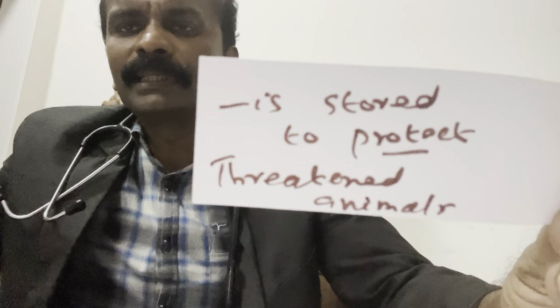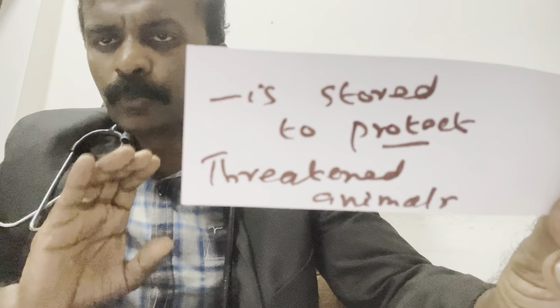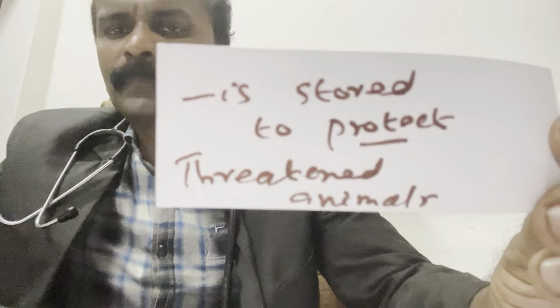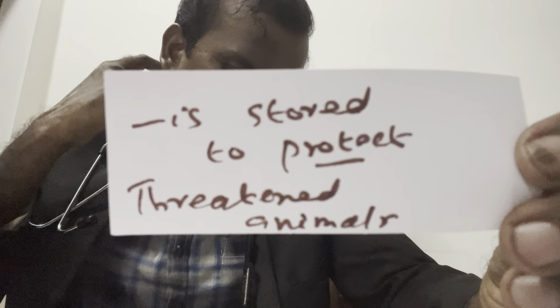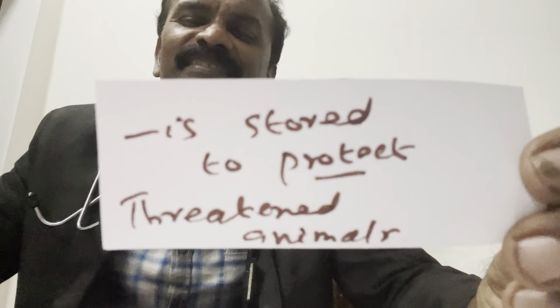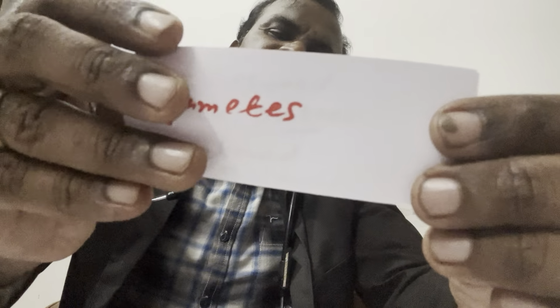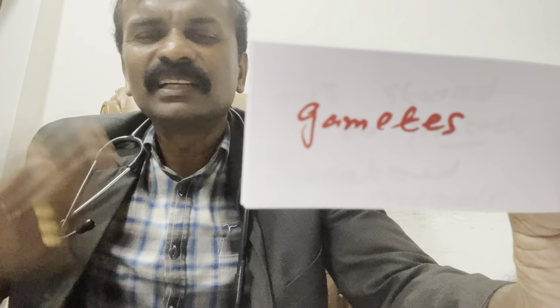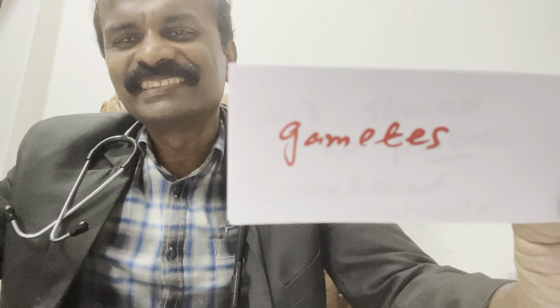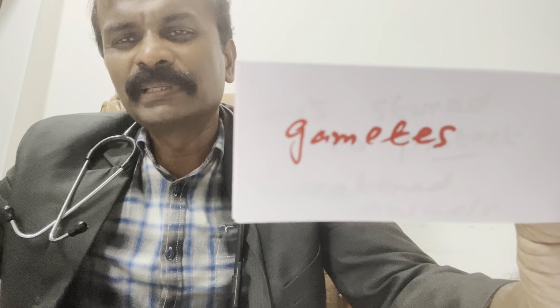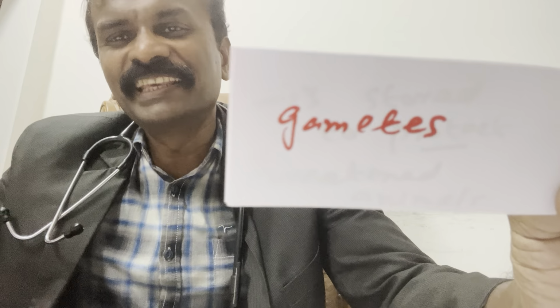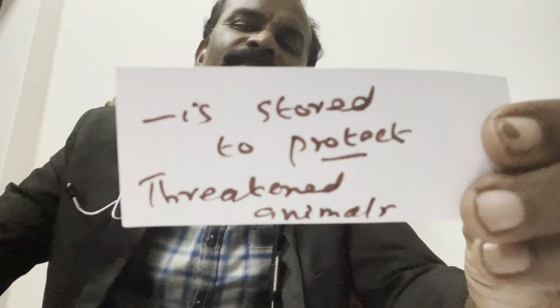Dash is stored to protect threatened animals, because we want to save these animals. What is stored? They store the gametes of these animals in big laboratories for future breeding. Gametes.